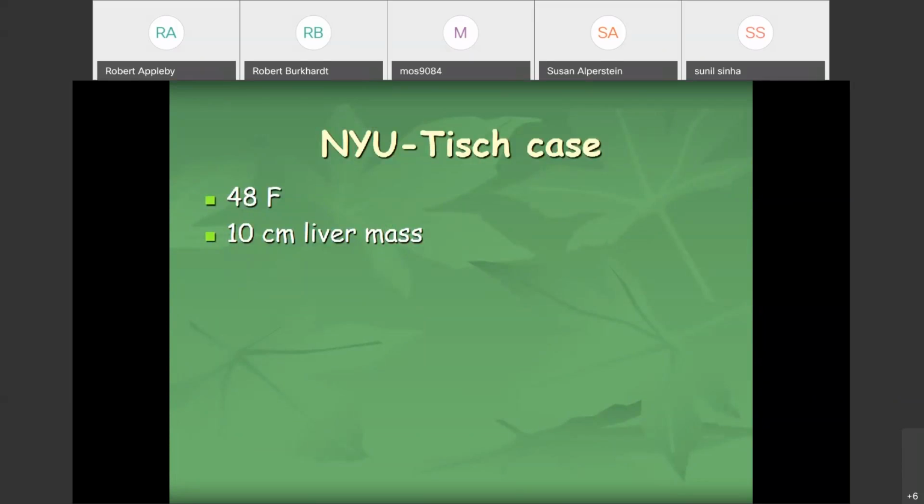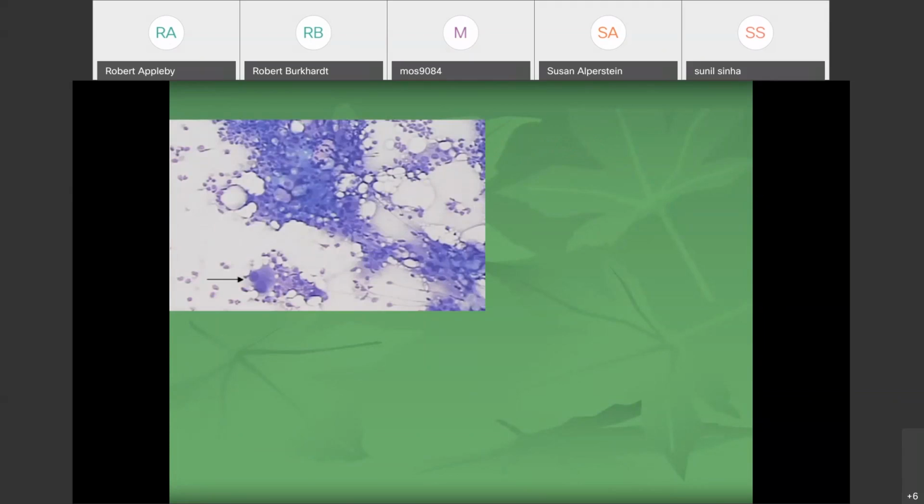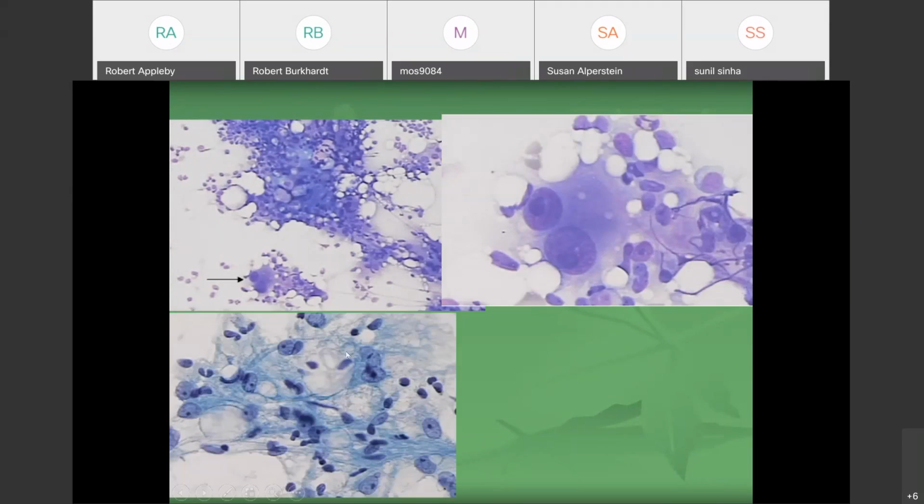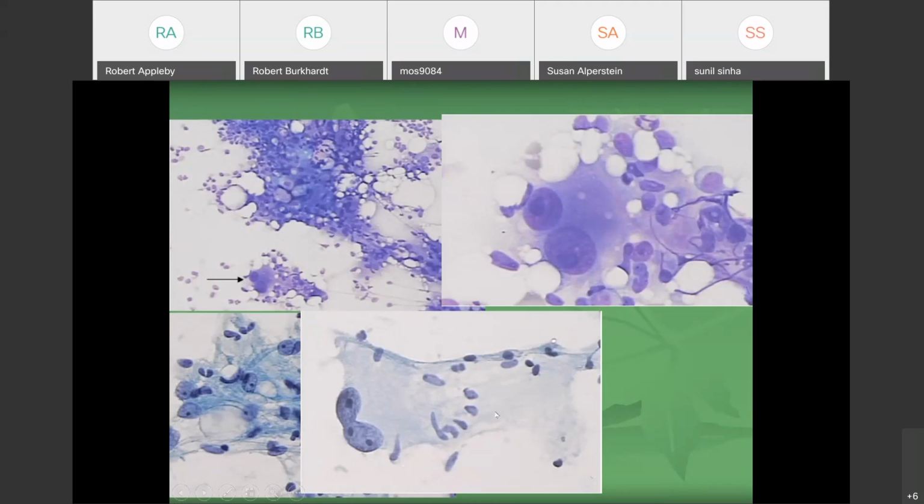The NYU case, 48-year-old woman with 10 centimeter liver mass. And then have some really weird cells. There's a lipid droplet in the background. Look like outside. It's really strange. And then this ultrafast Pap shows some fat droplets, and then the tumor cells look like prominent nucleoli. Really strange. So what could this be?